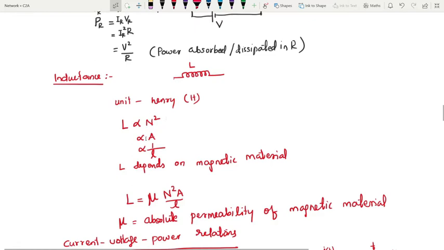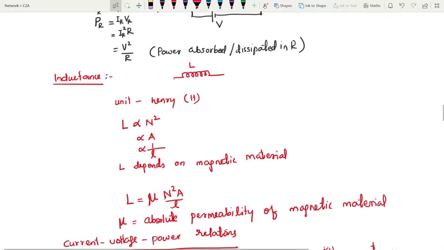from the number of turns, area of cross section and length of the wire as L is equal to mu N square A by L, where mu is the absolute permeability of the magnetic material, N is the number of turns of the coil, A is the area of cross section of the coil, and L is the mean length of the coil.